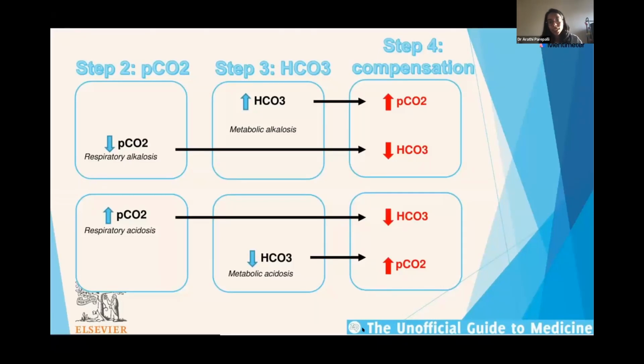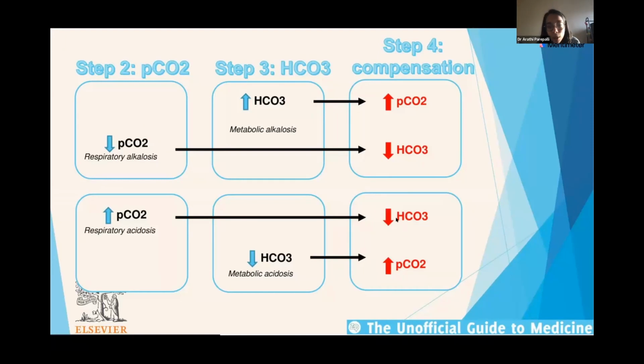Respiratory alkalosis, the compensation for that would be a drop in your bicarb level. Like I said, CO2, you can breathe it off very quickly, but bicarb is generated by kidneys. So if you're generating bicarb, then it's going to take a little bit of time.